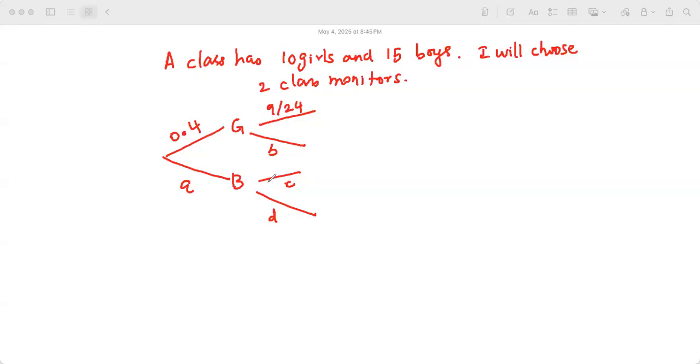In the tree diagram, Chetan, just wait on the questions. Chetan, you can solve the questions. Right now, we are filling up the diagram. So we will finish up the diagram, then come to you for the questions.